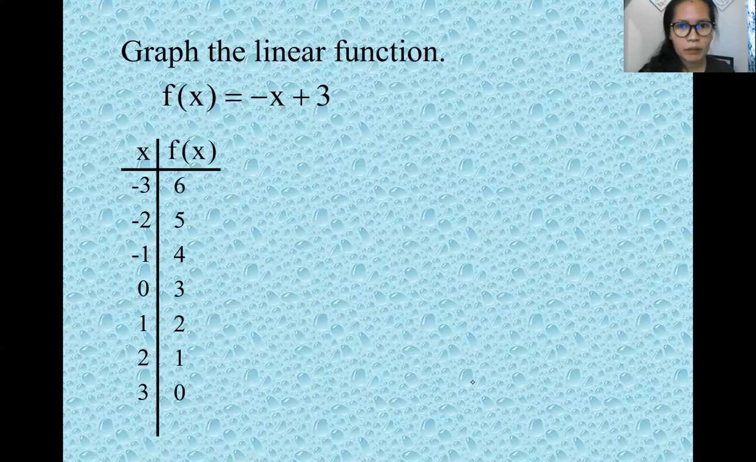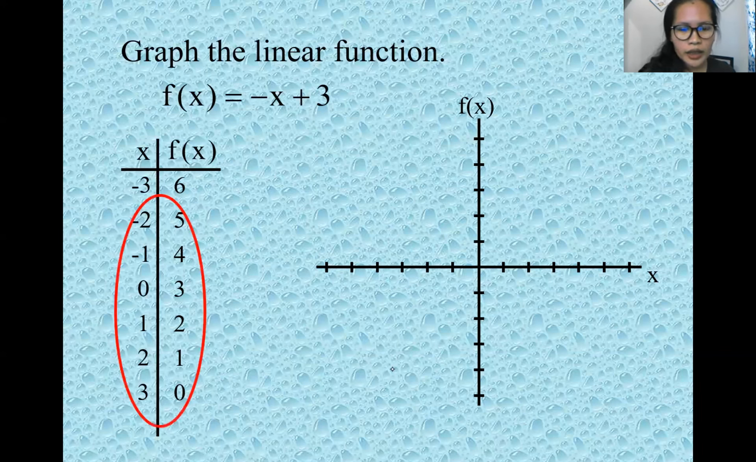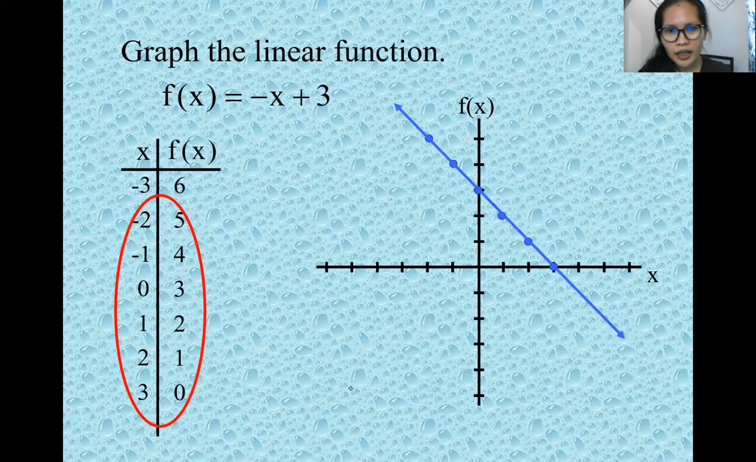Okay, so that's it. Now, we are going to plot the points. Since we have x and f of x, we can plot the points using the Cartesian plane. Okay? So, do not be confused about which is the y-coordinate and x-coordinate, the value for x and the value for y. So, these are the points that we will place on the graph. Just plot the points here and then connect. So, that is really the graph of this function.